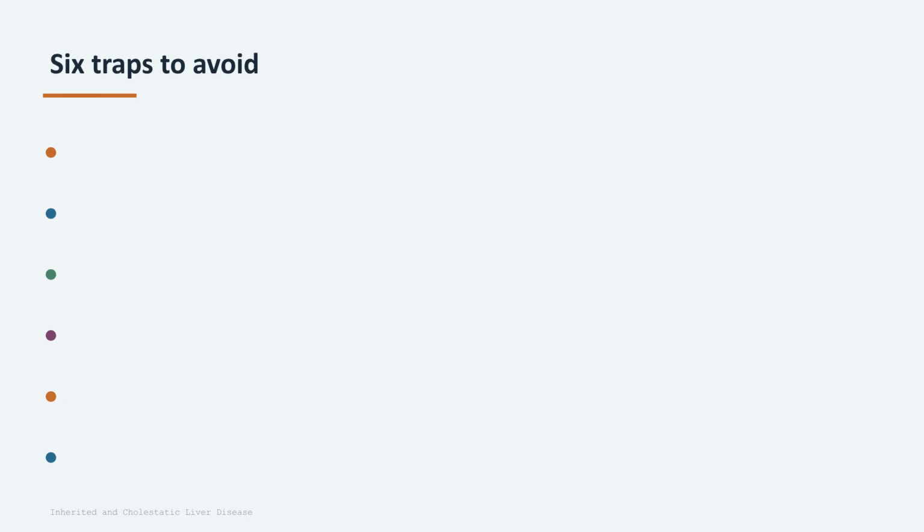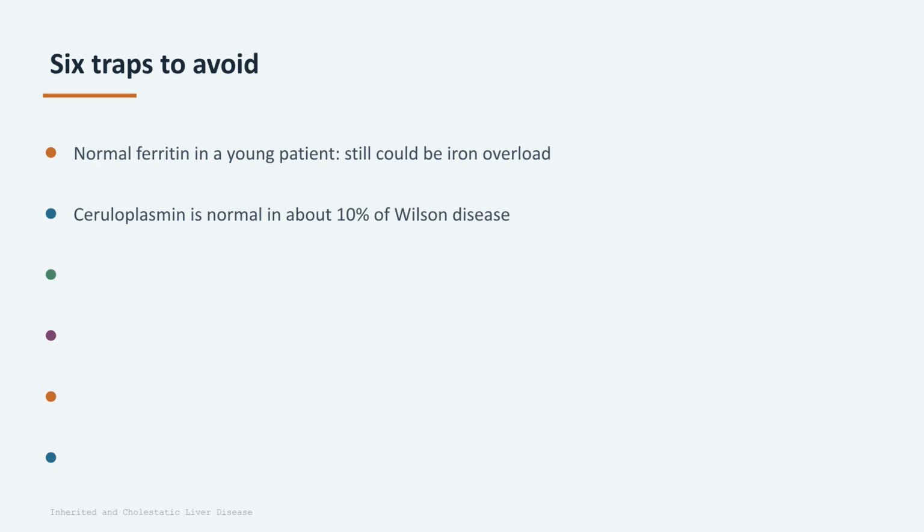6 traps before we finish. 1. A normal ferritin does not exclude iron overload in a young patient. It is an acute phase reactant, and it is often normal early. 2. Ceruloplasmin is normal in about 10% of Wilson disease, so a normal value does not close the case. 3. Emphysema in a never smoker means you check Alpha-1 antitrypsin.